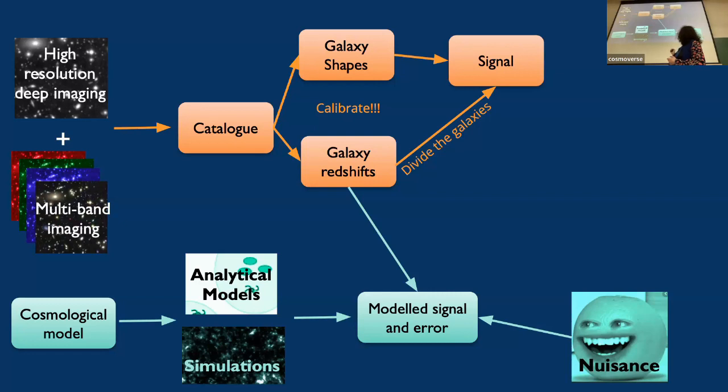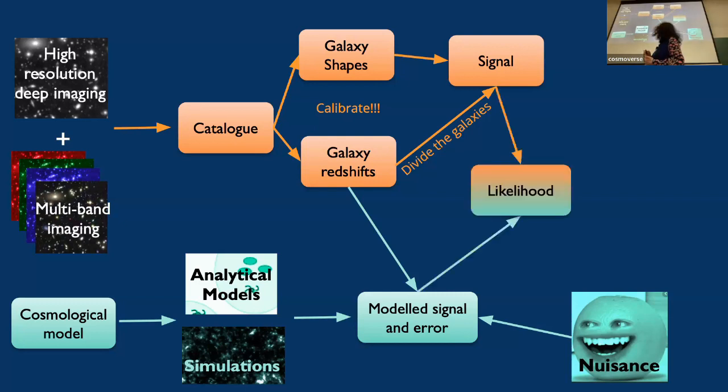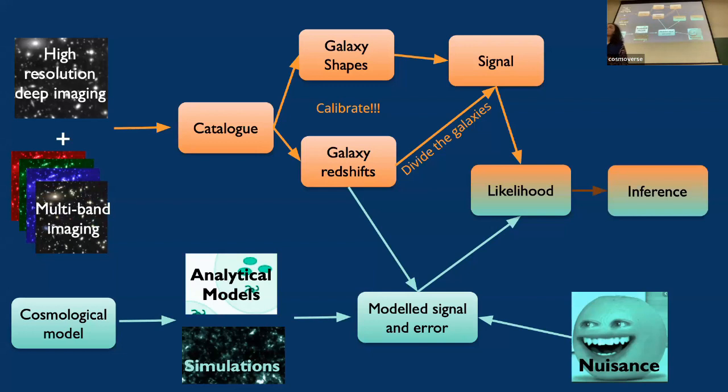Okay, so once you have accounted for all your nuisance effects, now it's time to compare your actual signal with your model signal through a likelihood analysis. And then finally do your inference. So that's getting the numbers that you need. Okay, so this picture is not complete without this last ingredient, that is blinding. So that's very important as well.